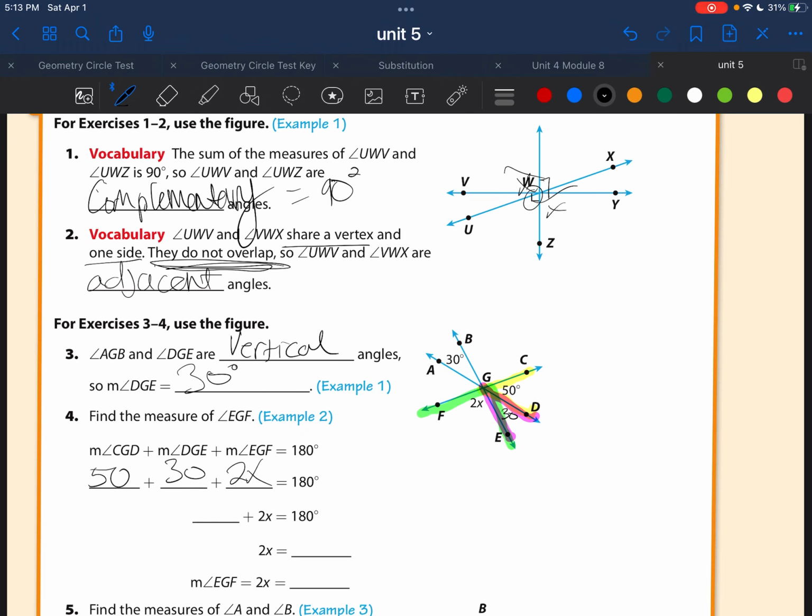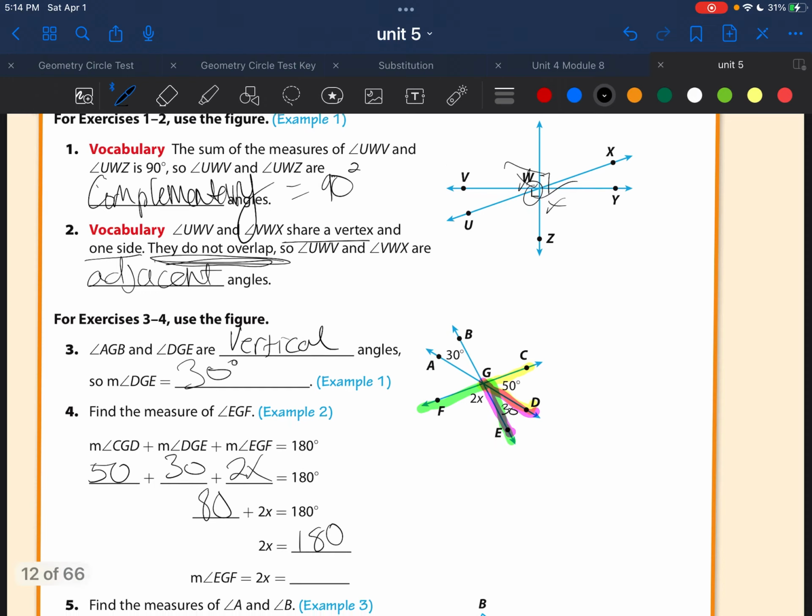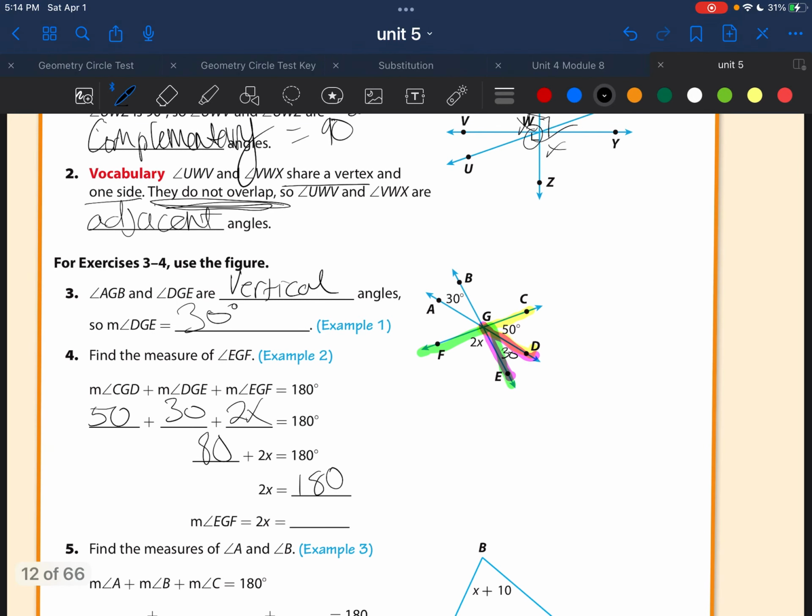Okay. So now I'm going to combine my like terms. Okay. So nothing can go with 2X, but these guys can go together. So what's 50 plus 30? 80. And I bring down what I have. Okay.